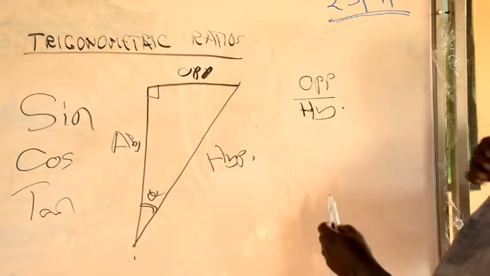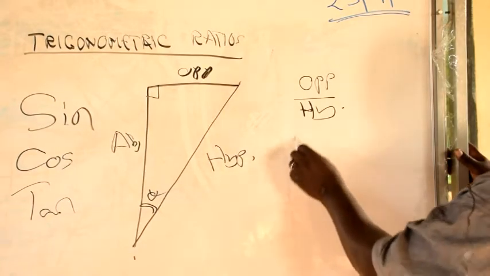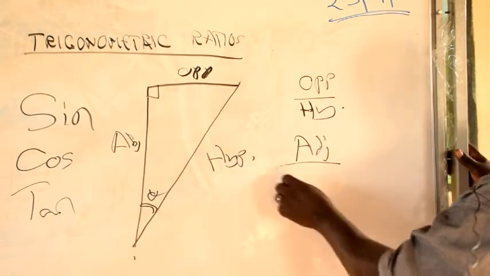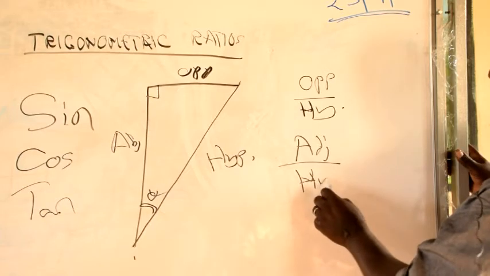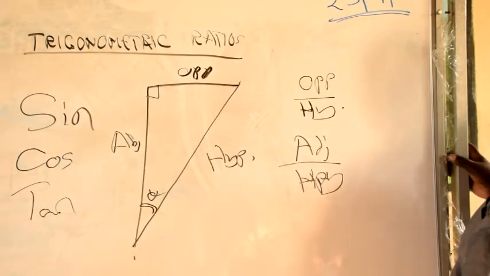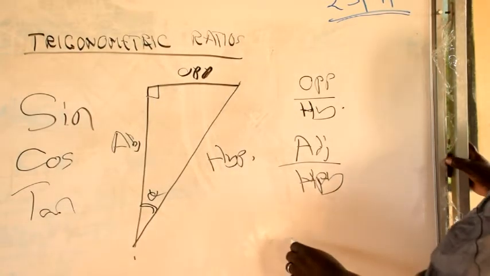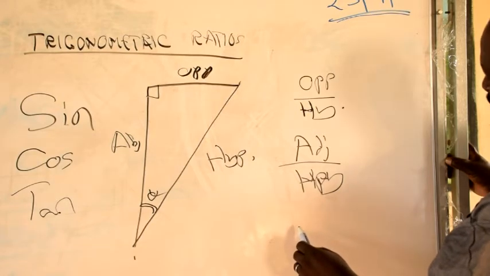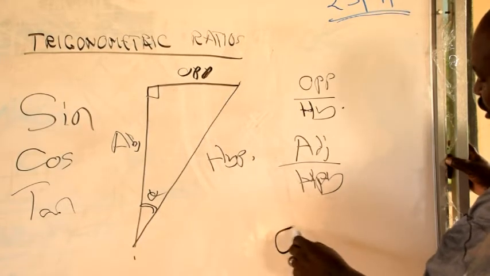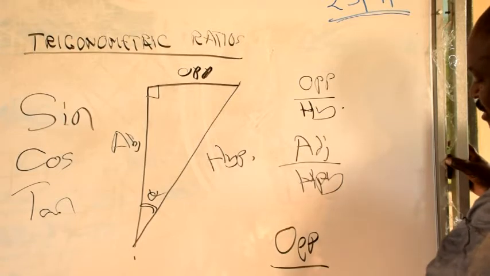There is also another one. Adjacent divided by hypotenuse. Lastly, there is what? Opposite over adjacent.